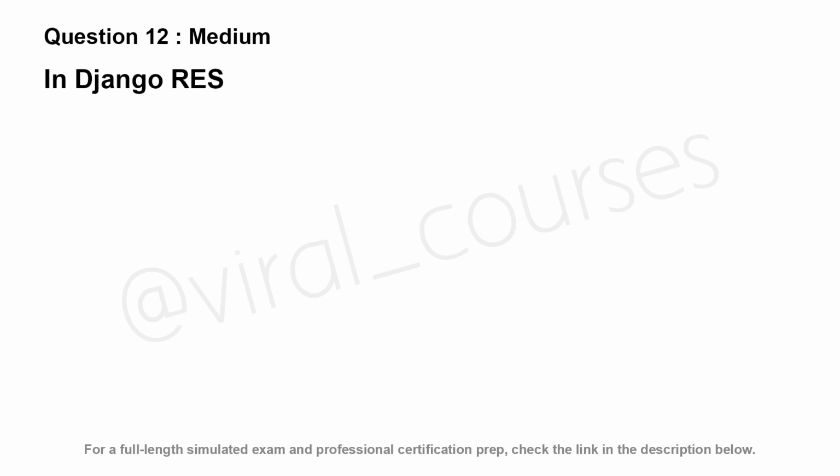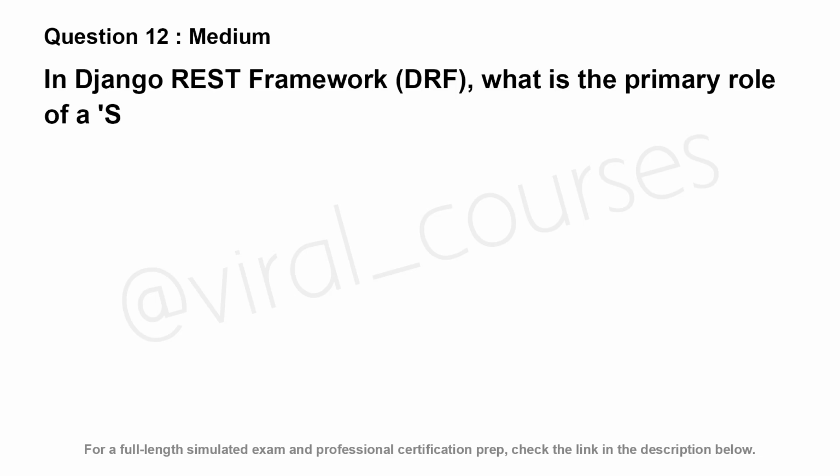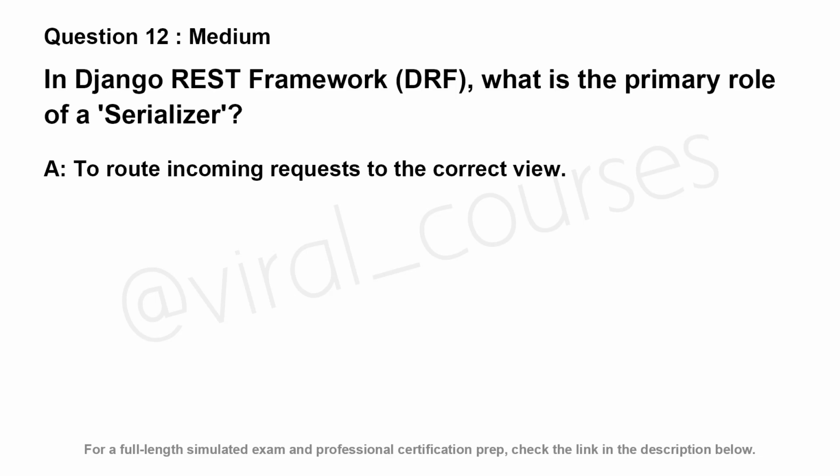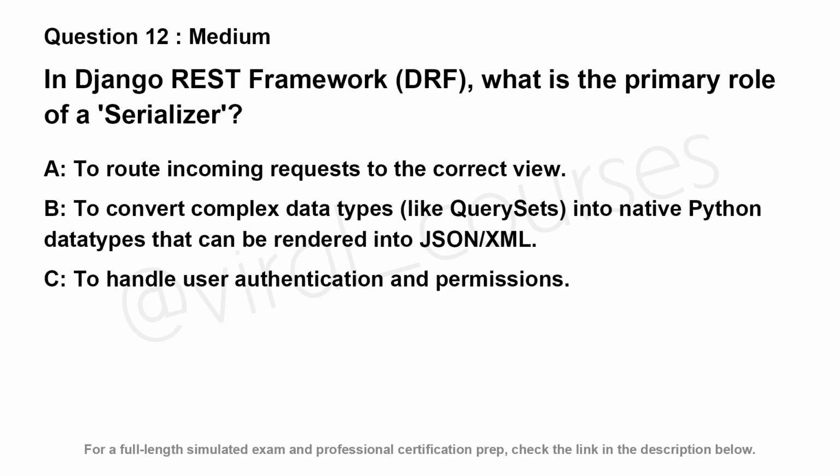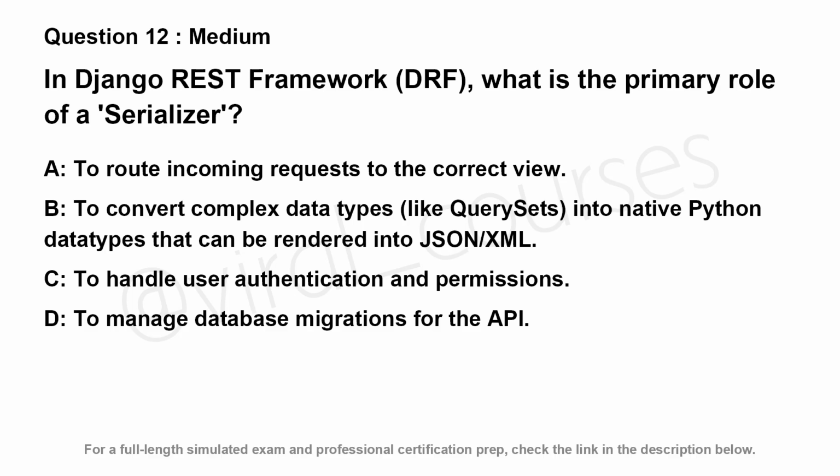In Django REST Framework, DRF, what is the primary role of a serializer? Option A. To route incoming requests to the correct view. Option B. To convert complex data types, like querysets, into native Python data types that can be rendered into JSON or XML. Option C. To handle user authentication and permissions. Option D. To manage database migrations for the API.